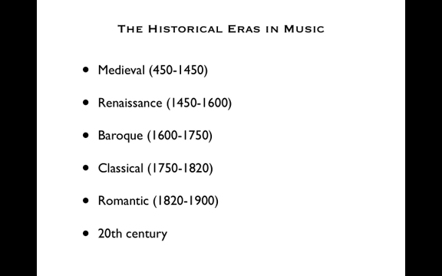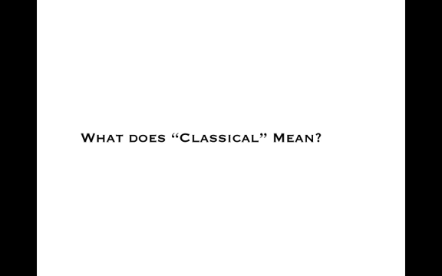The classical period, I want to tell you guys a little bit more about the meaning of this word, but as an historical era, it's actually a pretty short window of time, from 1750 to around 1820. And this would include the famous composers Haydn, Mozart, and Beethoven. And then after this, we go on into the Romantic era and then into the 20th century.